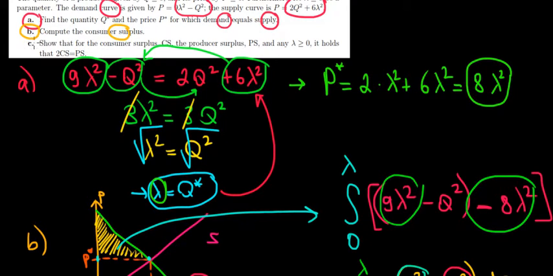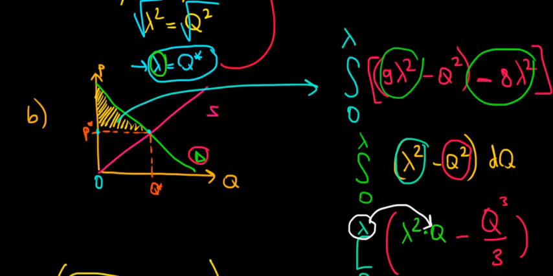Let's solve part C in this video now. Show that the relationship between the consumer surplus and producer surplus is the following: 2 times the consumer surplus equals the producer surplus. Now, we're going to use the same methods of finding the area using integrals.